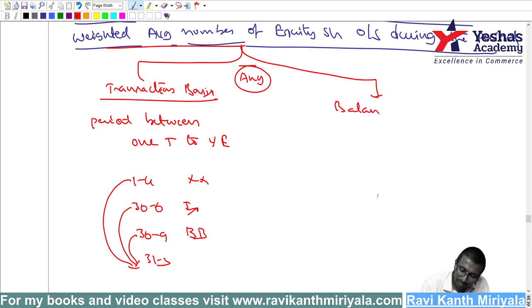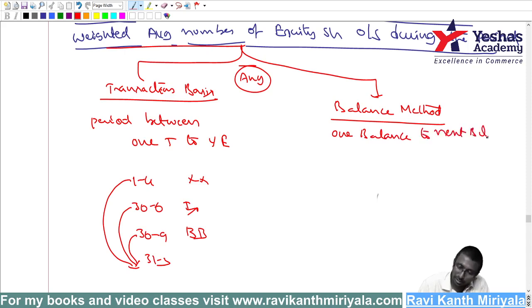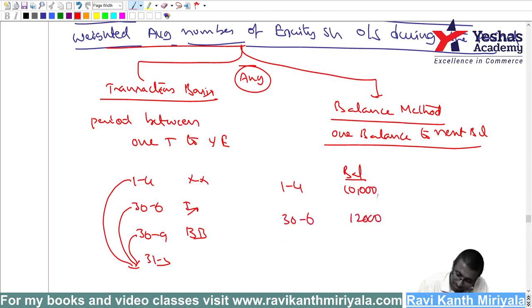Balance method. In the case of the balance method, what do you do? From one balance to the next balance, we take the dates. First we say the balance as on 1/4 is 10,000. On 30th June we issued, that's why it became 12,000. On 30th September we bought back 1,000, so it became 11,000. On 31st March it is still 11,000 shares only.